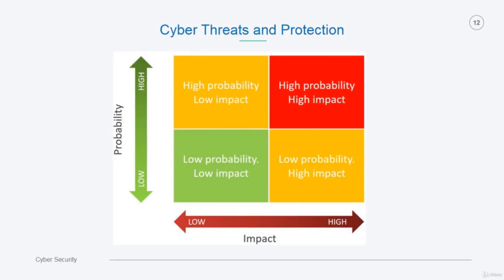Risk is affected by probability and impact. We have a low risk when we have a low probability and low impact. We have a moderate risk when we have a high probability, low impact, or low probability, high impact. Risk is high when the probability is high and the impact is high.